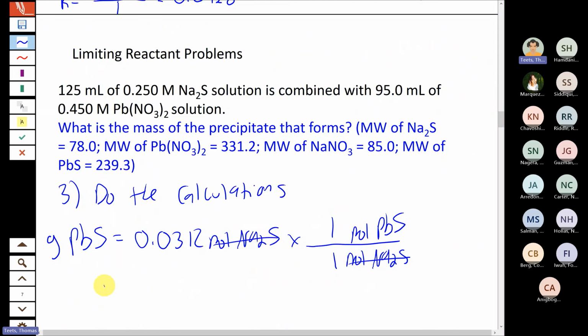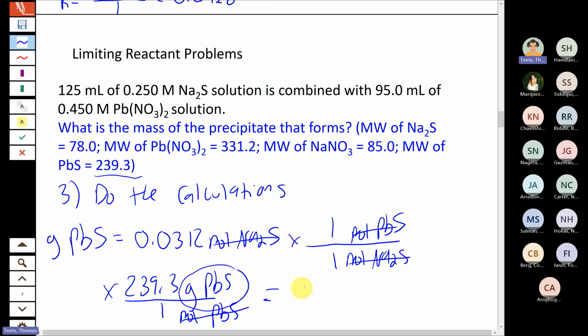And then same final step is to use molar mass of lead sulfide to convert it into mass. So here we gave that to you as 239.3. So if you trust that number, you know that we can just use that to convert into grams. So we're looking for grams. So this is going to be our last step. Grams per mole is 239.3 in 1 mole. So moles cancels out. That gets us into grams. So we stop there and we get 7.47 grams.